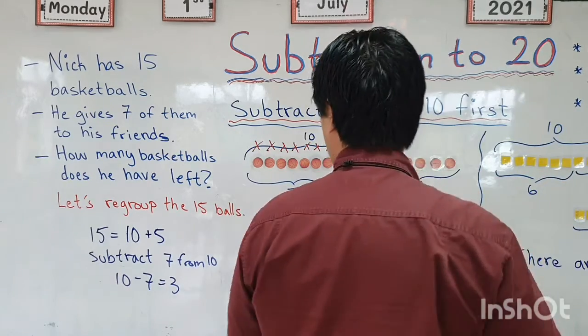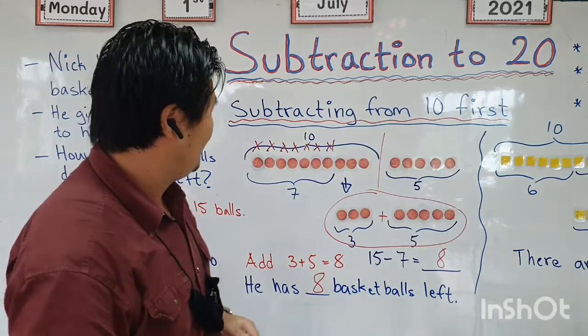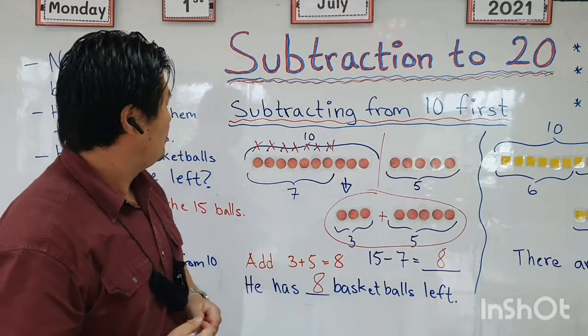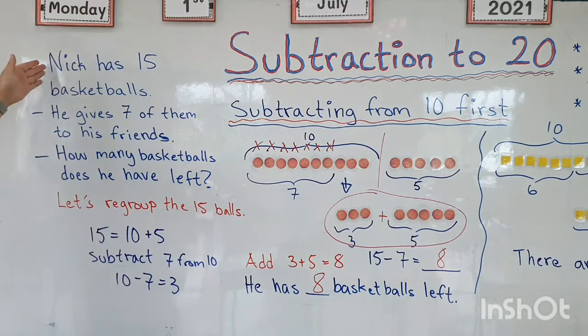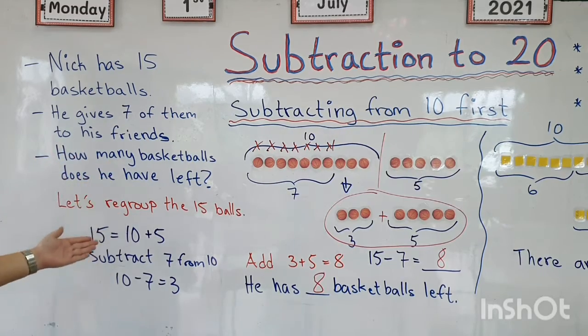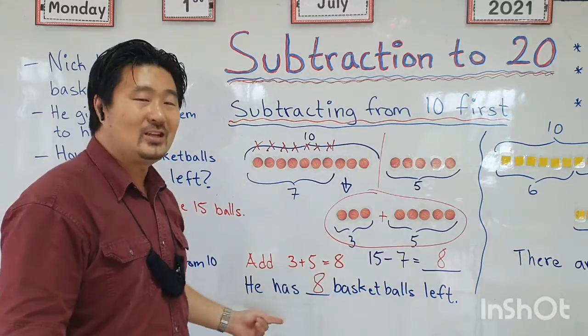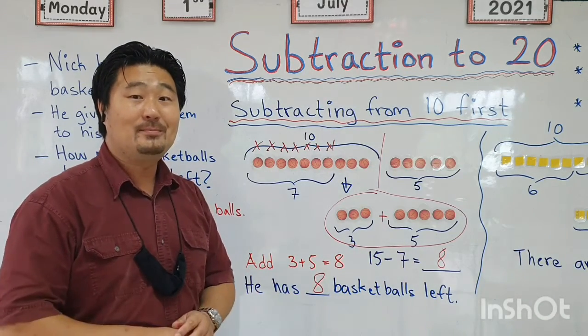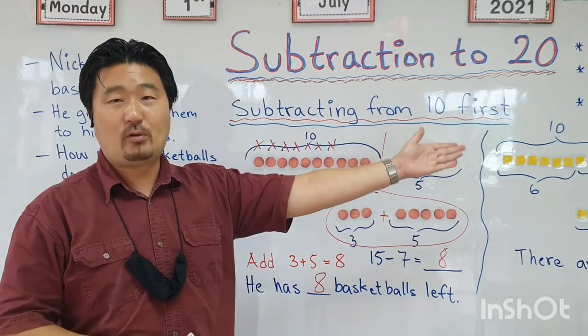So now let's look at, I have another example on my left here. Okay, so now we have finished this one. So Nick has 15 basketballs, he gives 7 of them to his friends. How many basketballs does he have left? He has 8 basketballs left. That is the answer. Okay? Alright, so let's look at my equation, the problem on my left.